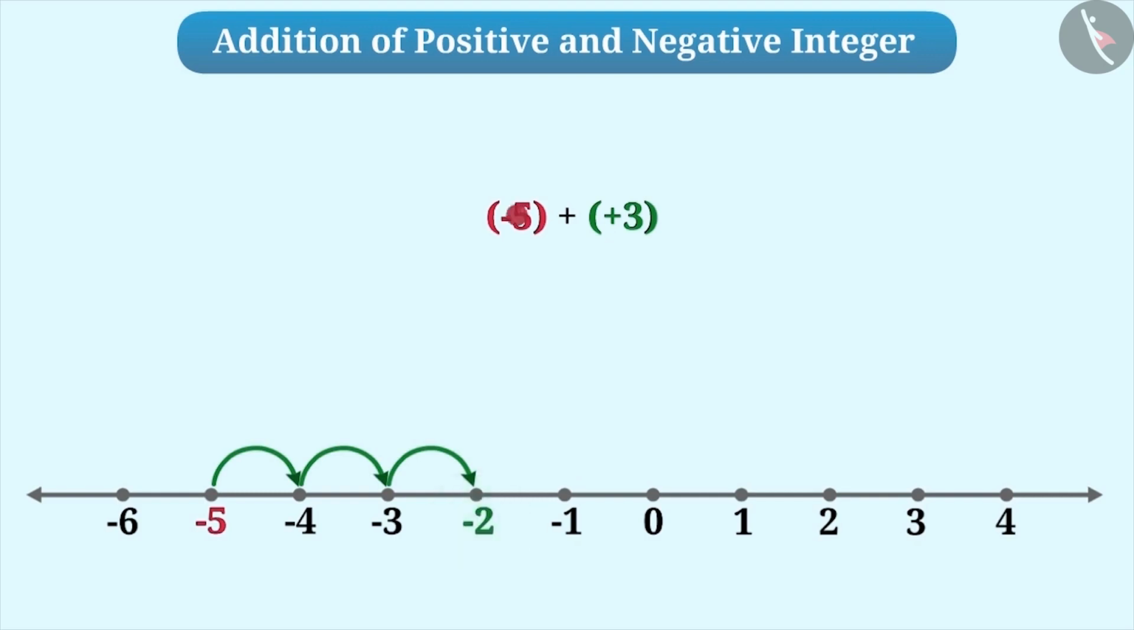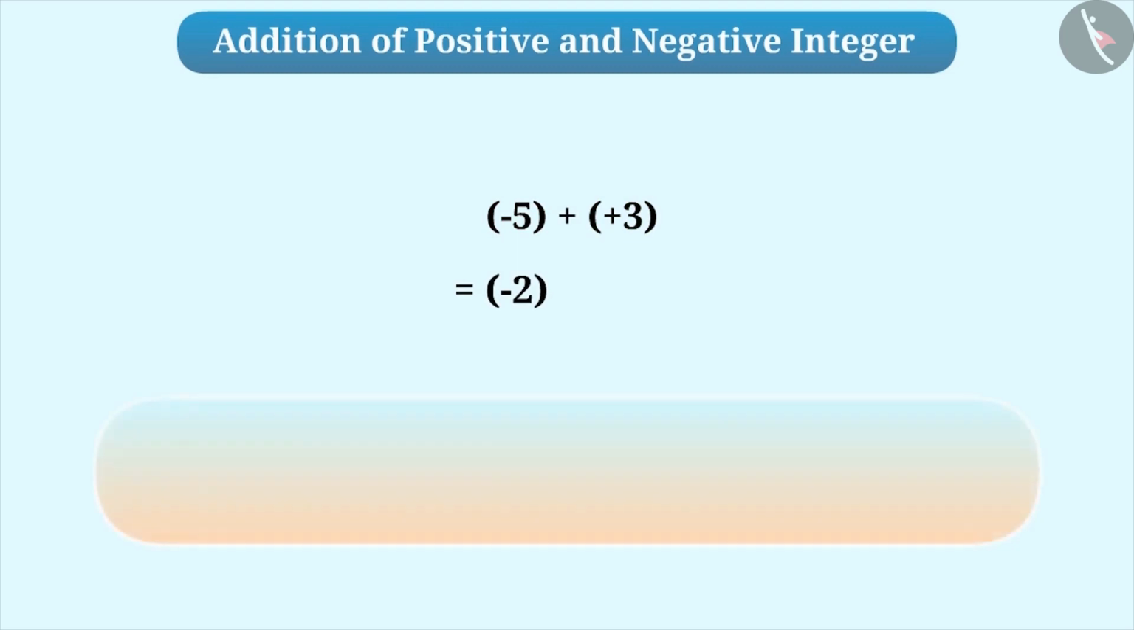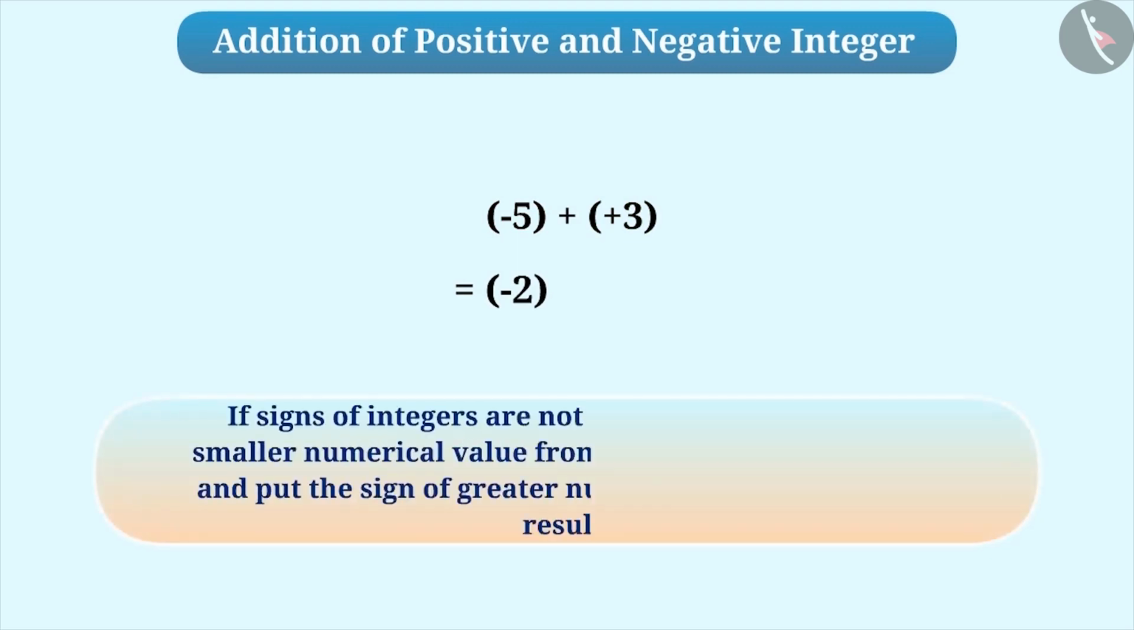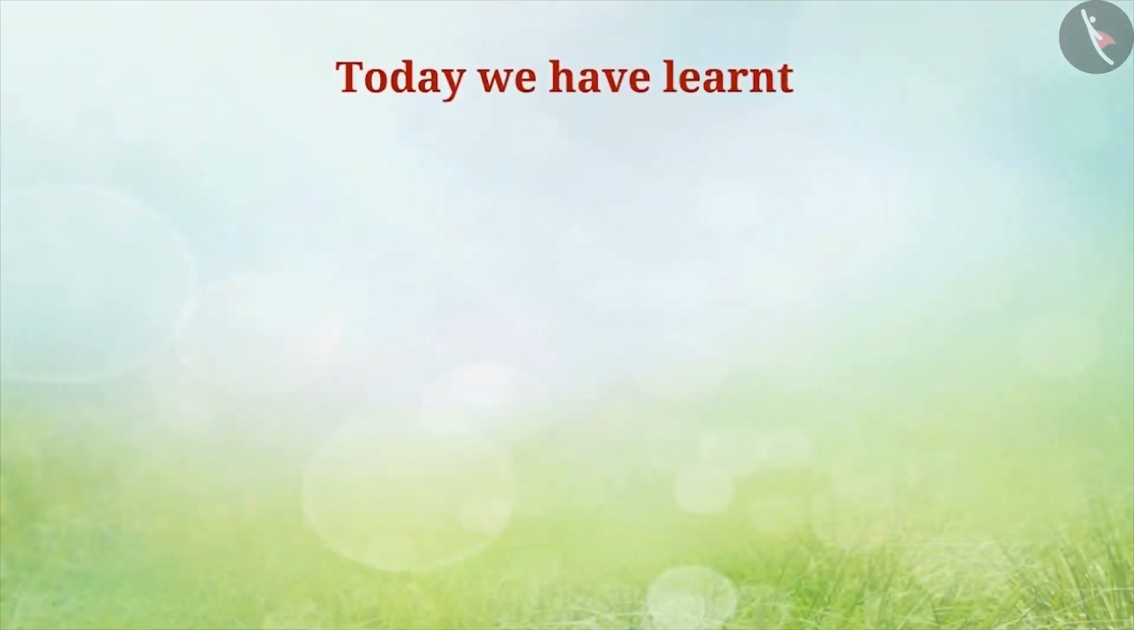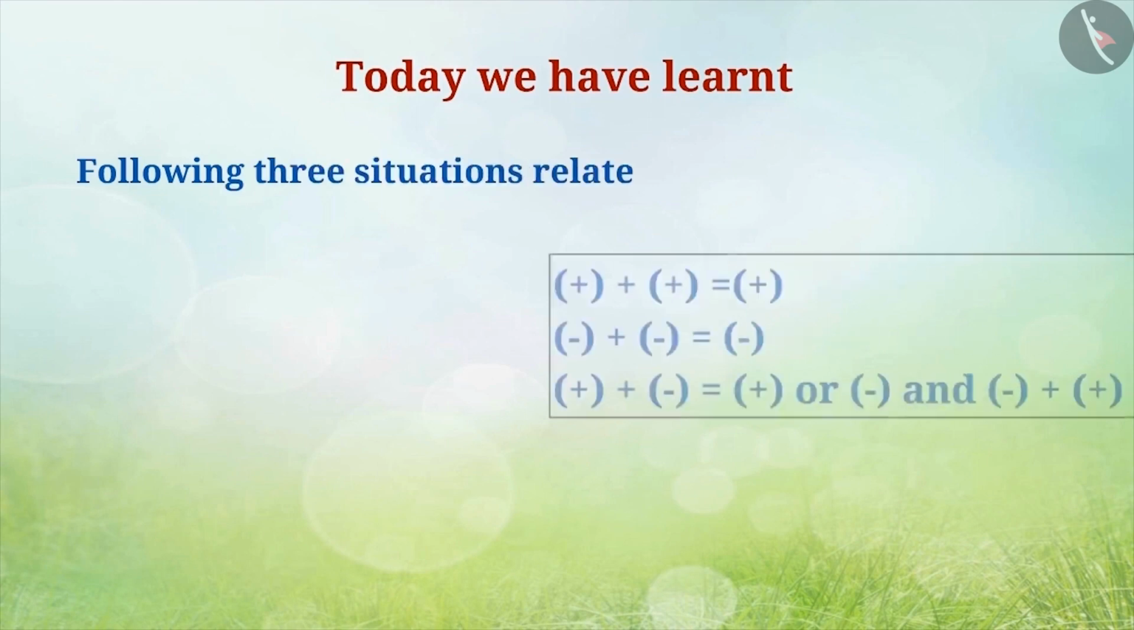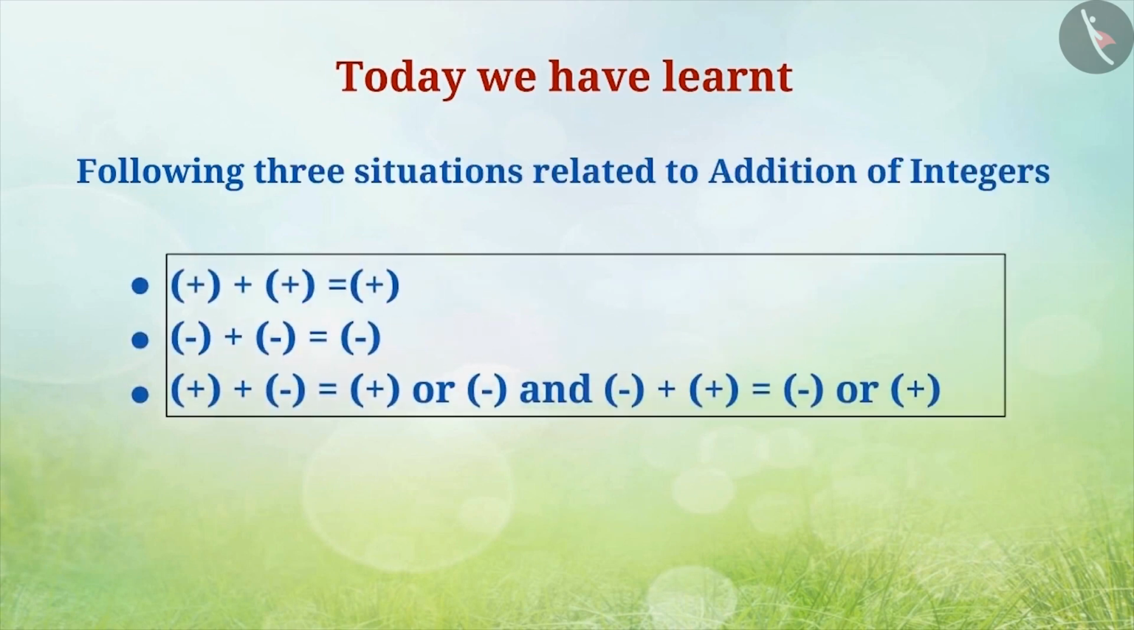Now you must have understood that if the signs of integers are not the same, then we will subtract the smaller numerical value from the greater numerical value, and then we will put the sign of the greater numerical value before the result. Today, we have learned about the following 3 situations related to addition of integers. In the next video, we will learn it better with some examples.